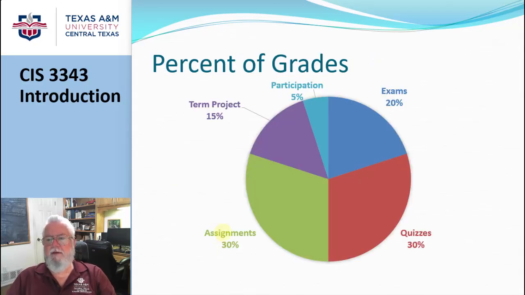Okay. So exams are 10 points apiece. There's 2 of them, and 6 quizzes and 6 assignments. The term project is huge, 1.5 letter grades. That's a lot. Okay. And the participation is 5%.